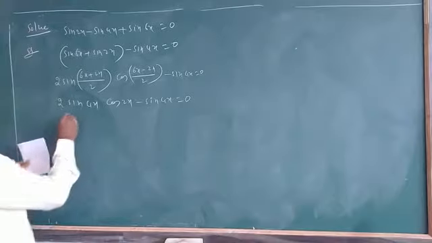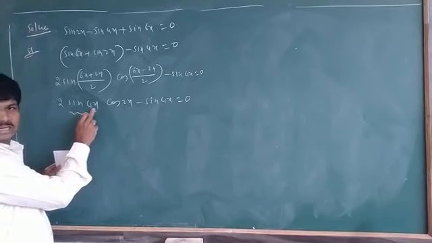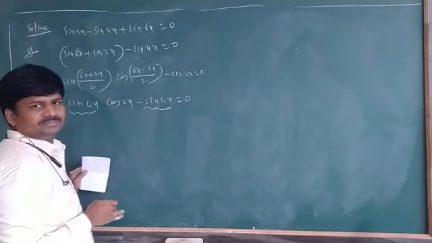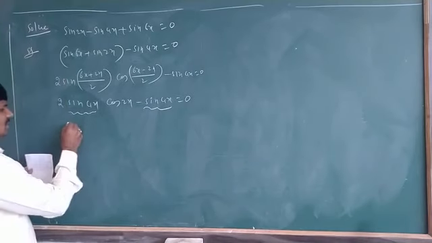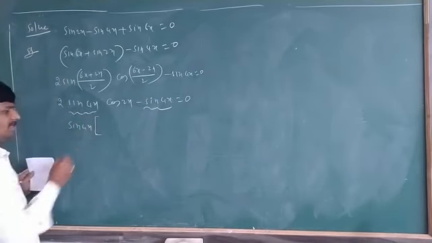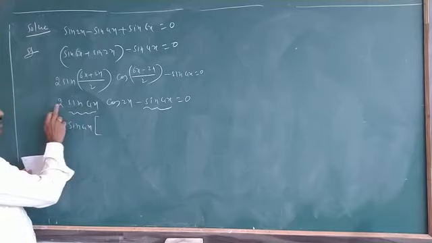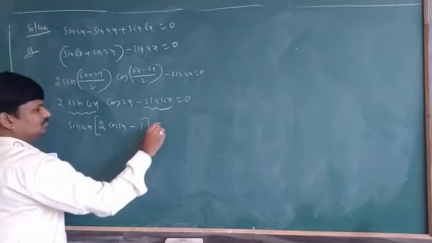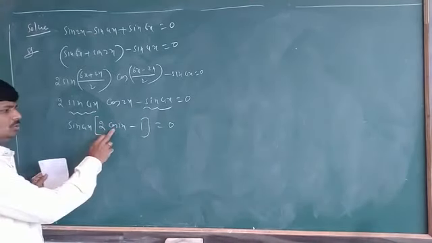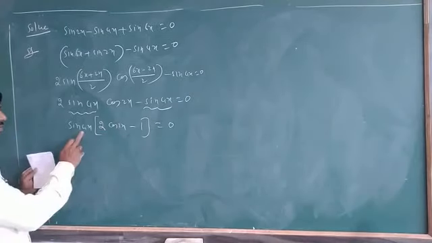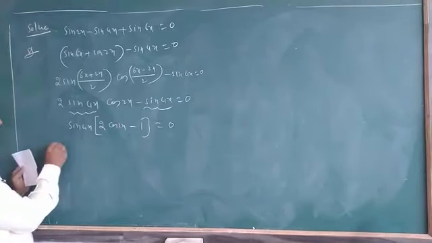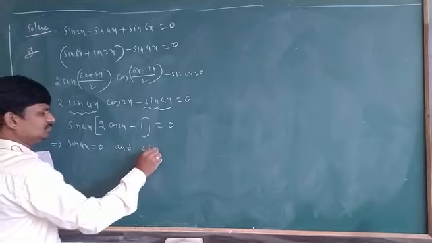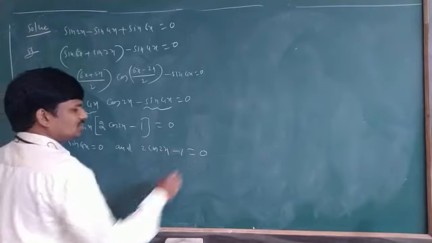Clear? Just observe here. In this term sin 4x is there, and in this term also sin 4x is there. Can you take sin 4x common from these two terms? Yes. So take sin 4x common, and what is left here is 2 cos 2x minus 1 equal to 0. This one into this equals 0. So this implies sin 4x equal to 0 and 2 cos 2x minus 1 equal to 0.